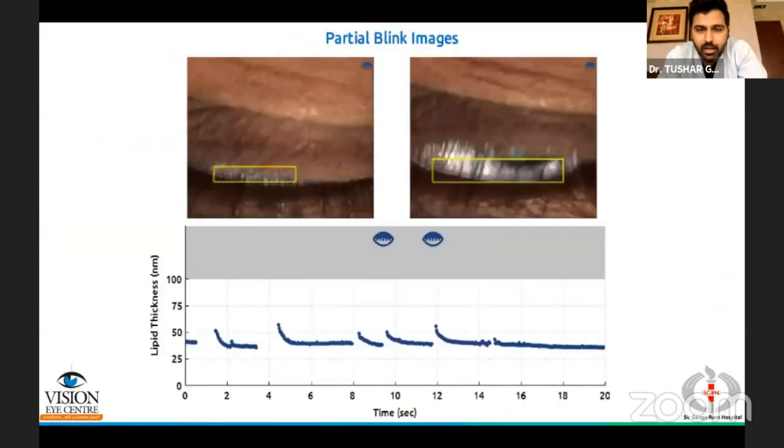Another thing that you get from these interferometers like the LipiView is images of partial blinks. It will also tell you how many partial blinks an individual is having during the test. For somebody who has a lot of partial blinks, you can go for more intensive lubrication, more viscous lubricants, and more frequent lubricants.